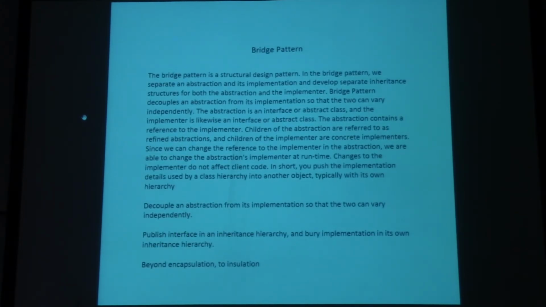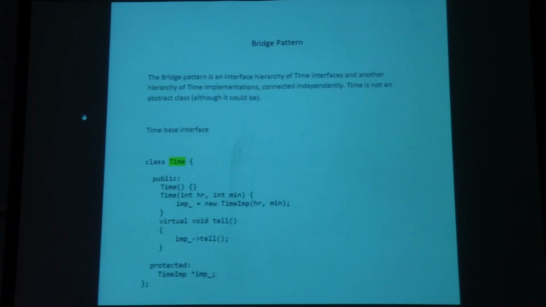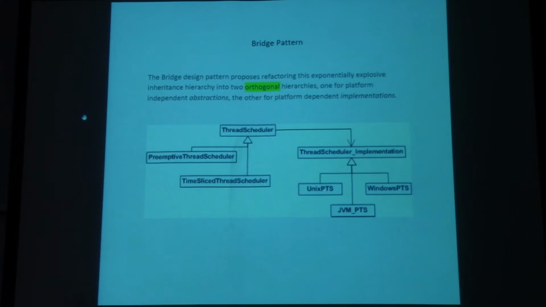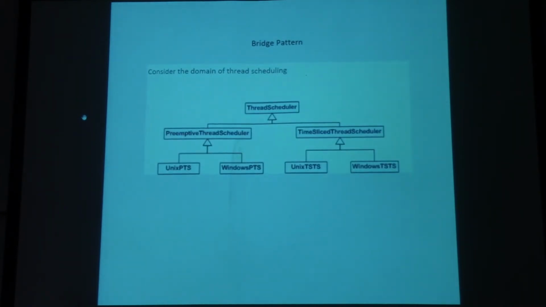All right. The next pattern we're going to look at is the bridge pattern. I guess we'll cover the bridge, which will be our last structural pattern. Okay. So the bridge pattern is a structural pattern. We want to separate the abstraction and its implementation and develop separate inheritance structures. So we're going to decouple an abstraction from its implementation so that the two can vary independently. We'll publish an interface in an inheritance hierarchy and bury the implementation in its own inheritance hierarchy. So it's beyond encapsulation. We're moving towards something called insulation. So let's take a look at how that's going to work.